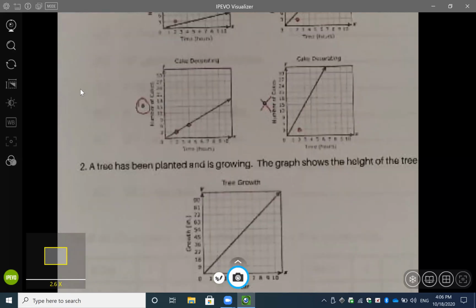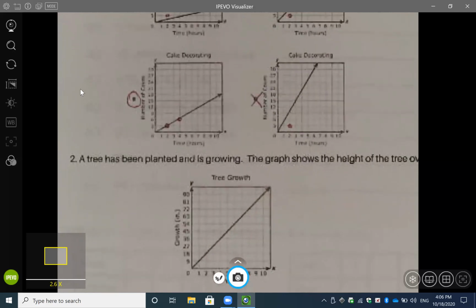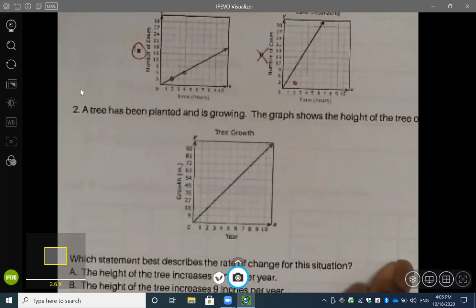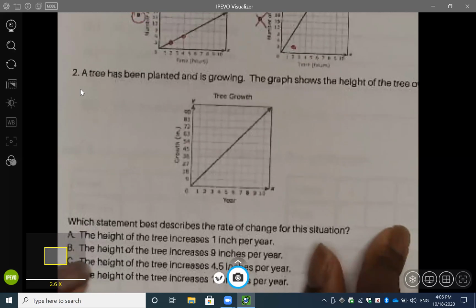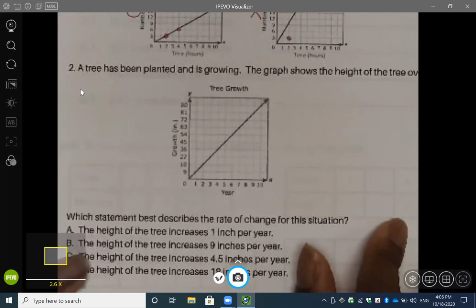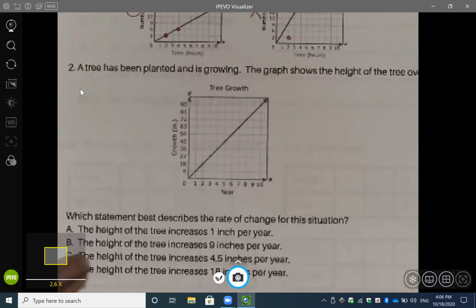Number 2 says a tree has been planted and is growing. The graph shows the height of the tree over time. So first off, let's go ahead and find our slope. We know that when you first plant a tree, it's nothing but seeds. So it's going to be in the ground. So in 0 years, you're going to have zero height because there's nothing there. Then after a year, you are this high, 2 years, this high, and so forth and so on.